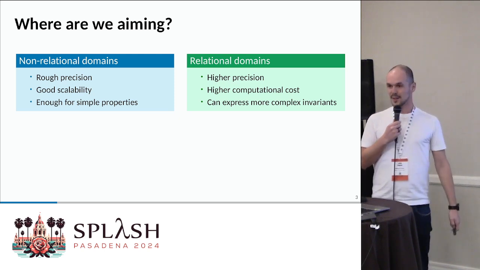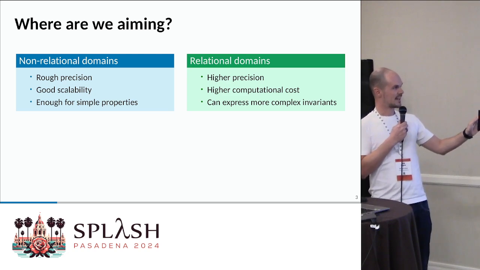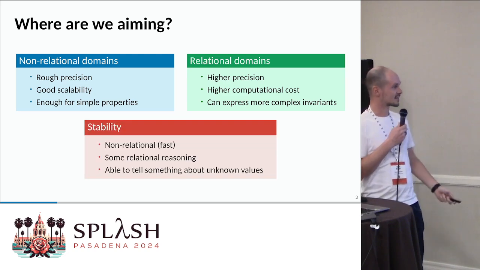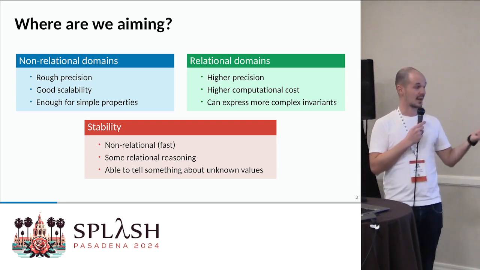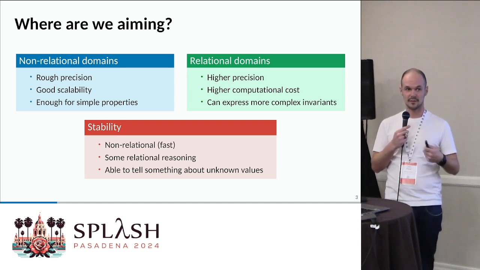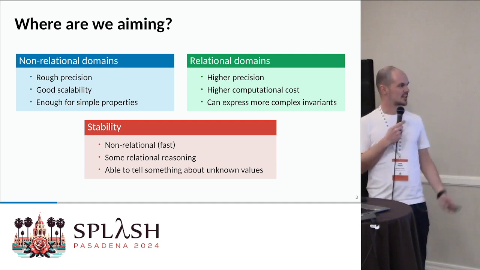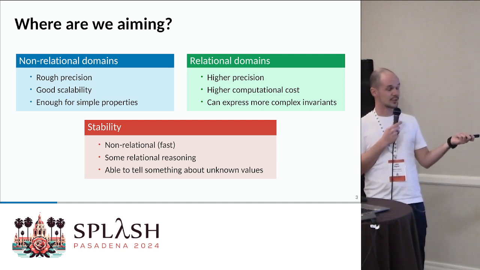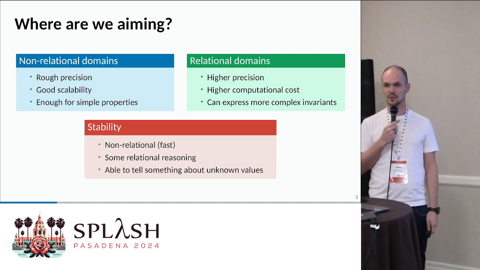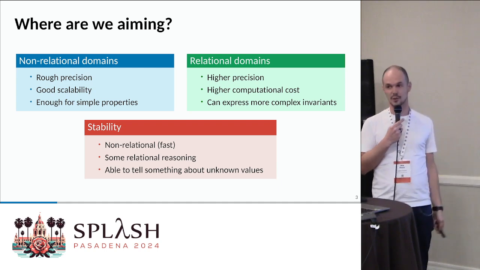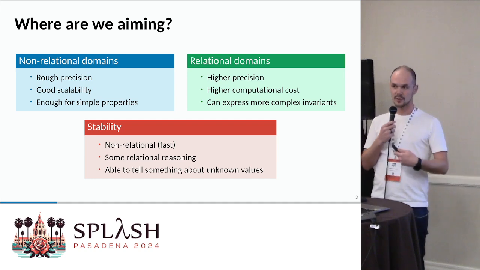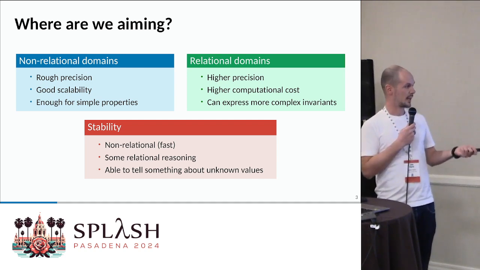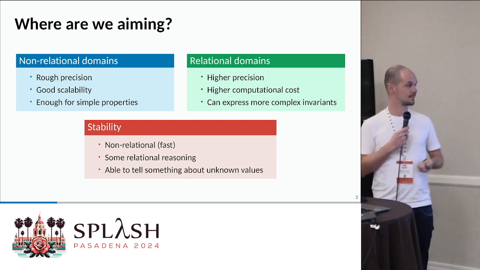And so the work that I'm presenting kind of lies in the middle, more towards the left side, but it's still something that we strive to define as our non-relational domain, because we want to keep the fast performances, but we still want to be able to express some relational properties between variables, and we also would like to have, as an addition with respect to the non-numerical domains that are usually used, we want to be able to tell something about values that are statically unknown, so like user inputs.